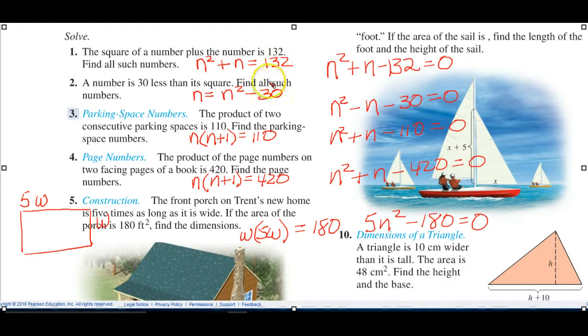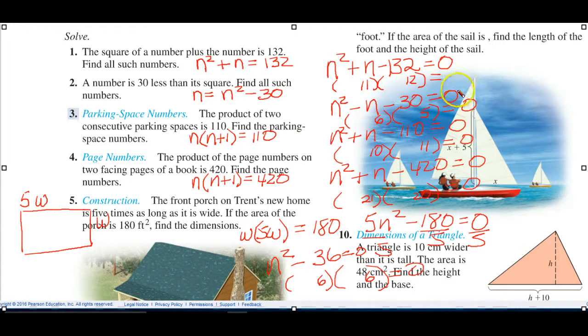Just transposing where I need to get all the terms on one side, equaling it to 0. So these are now in standard form. You'll get a chance to check your work. We'll pause. Okay, now what we want to do for all of these is factor them and find the zeros. So we'll get back and let's see how you factor them.